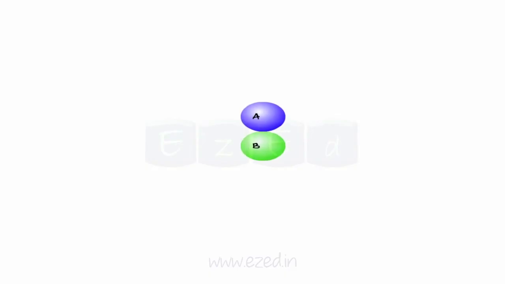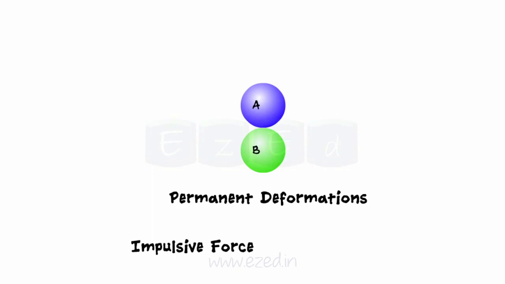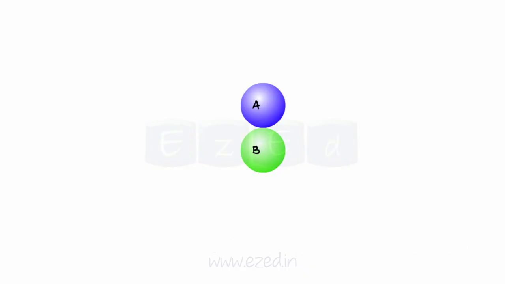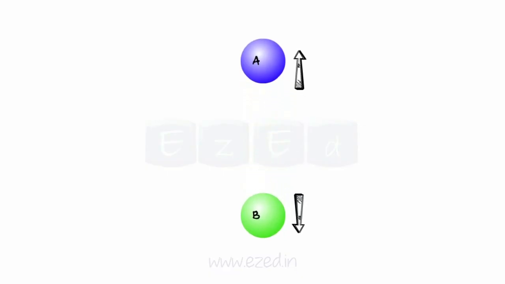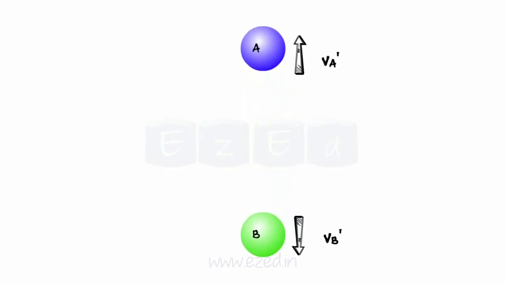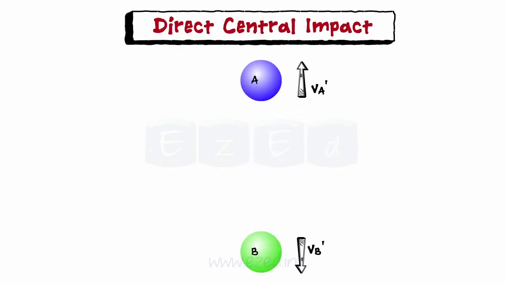Now the period of restitution begins. The two balls restore their shape during this period. Sometimes, permanent deformations are also set in the particle. During this period, the impulsive force exerted by the balls is lesser than during the period of deformation. At the end of restitution, the two balls separate from each other. Now the two balls move with new velocities VA' and VB'. So these are the various periods that take place during direct central impact.